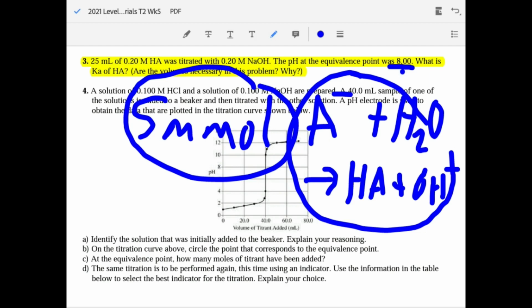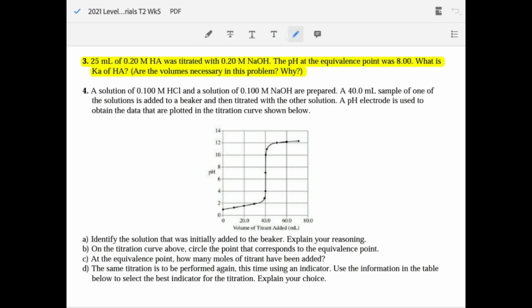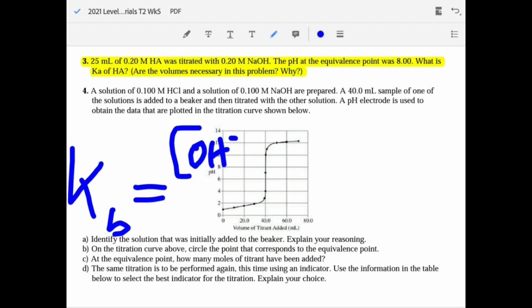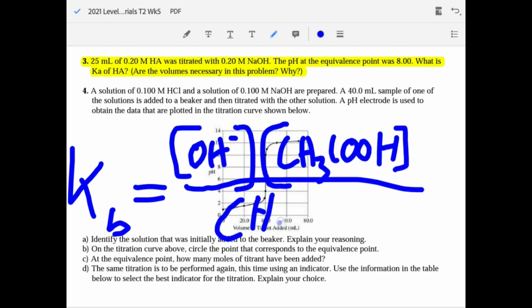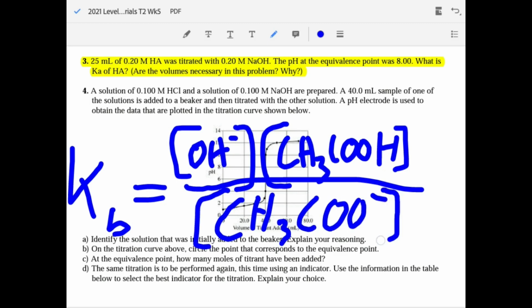So how do we do that? Kb, if you just remember the reaction, is equal to products, which is OH minus into HA over A minus. So now what you do is use the, why did I use CH3? It's A minus and HA.